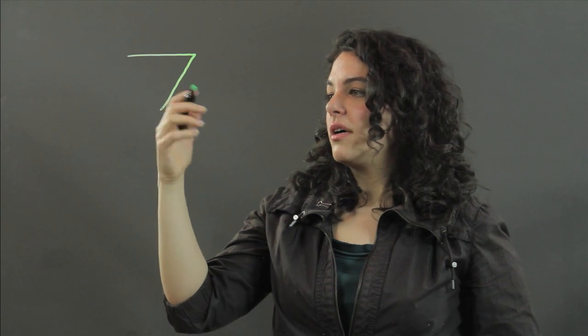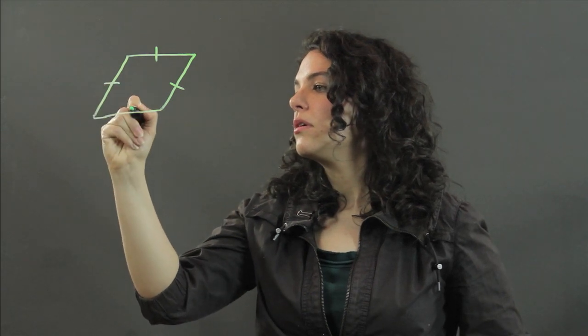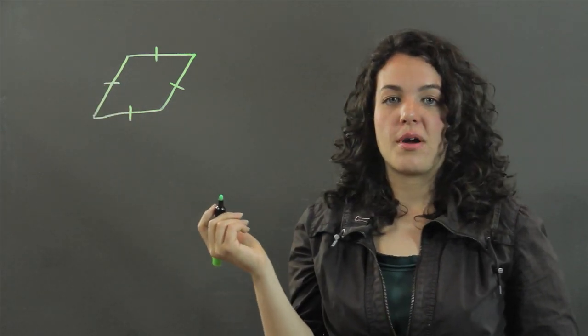A rhombus is a special kind of quadrilateral, meaning a four-sided shape, and actually, it's a special kind of parallelogram. A parallelogram is a quadrilateral that has two pairs of parallel sides and two pairs of congruent angles. In particular, a rhombus is a parallelogram with all four sides being congruent. So a square is an example of a rhombus.